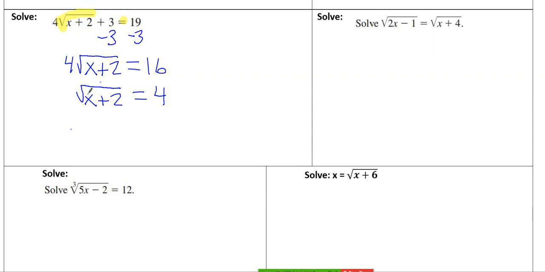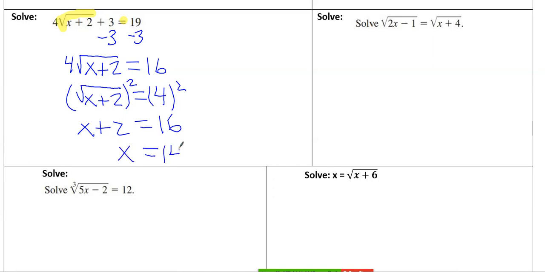What did we learn in the last video? We learned that we can square both sides of an equation and maintain equality. And so when you square a square root, the radicand just comes out by itself. It equals 16. Subtract 2 from both sides, I get x equals 14.